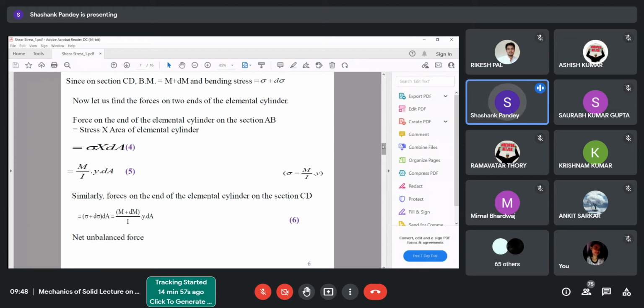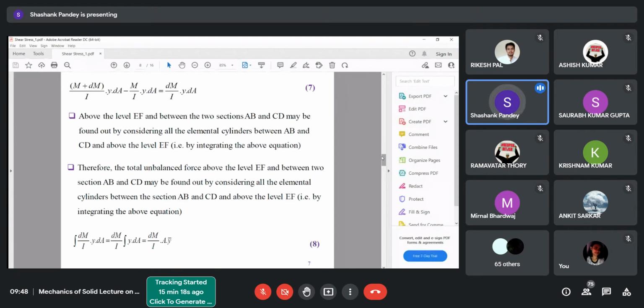Similarly, we will have a force at section CD, which will be M plus dM by I y into dA. So we have converted these stresses into corresponding forces, and the net unbalanced force will be obtained on subtracting, which is dM upon I y into dA. So this is the net unbalanced force.